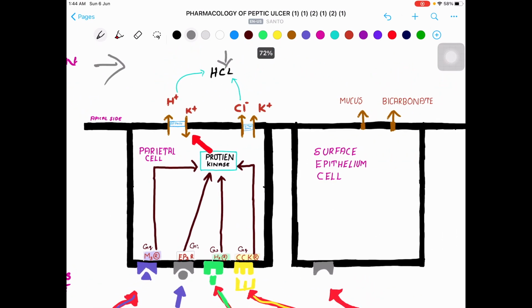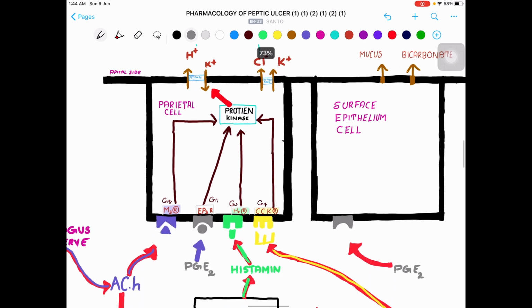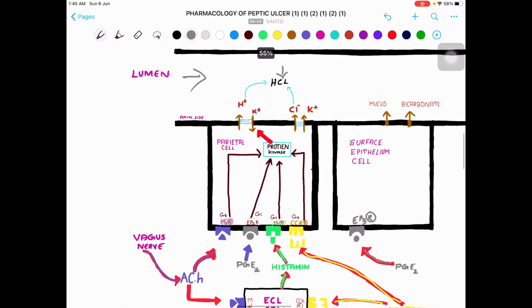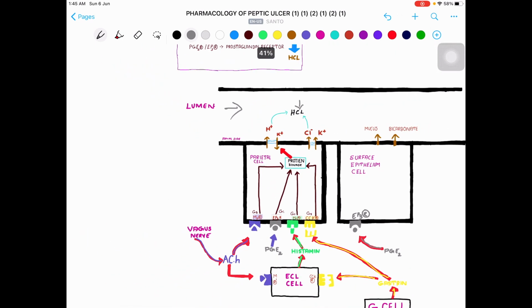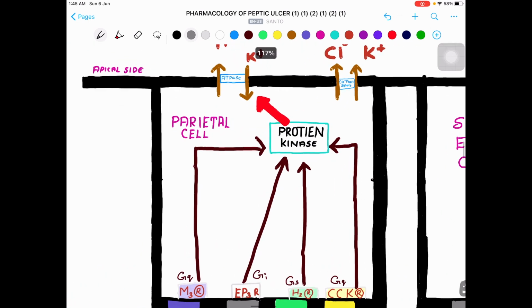Also, I remind you that there is a cell near the parietal cell, that is the surface epithelial cell, or the mucosal cell. It secretes mucus and bicarbonate when stimulated by prostaglandin on the EP3 receptor. I hope you understood how this HCl is secreted and how mucus and bicarbonate are secreted. So, let's see what actually happens inside the parietal cells.